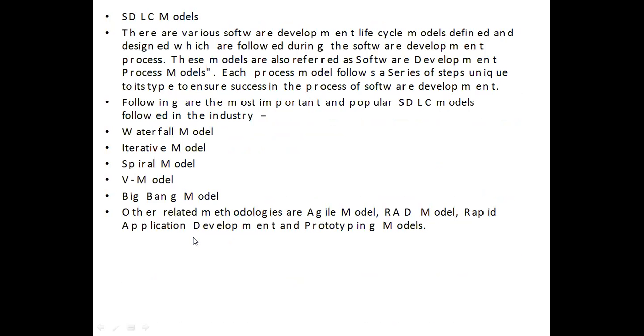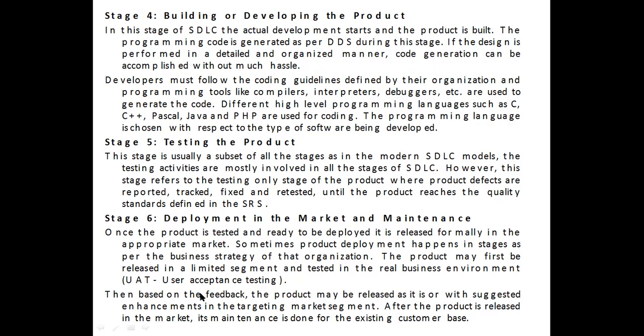This is where UAT, user acceptance testing, will be done in the deployment in the market and maintenance stage. Then, based on the feedback, the product may be released as it is or with suggested enhancements in the targeted market segments. After the product is released in the market, its maintenance is done for the existing customer base.